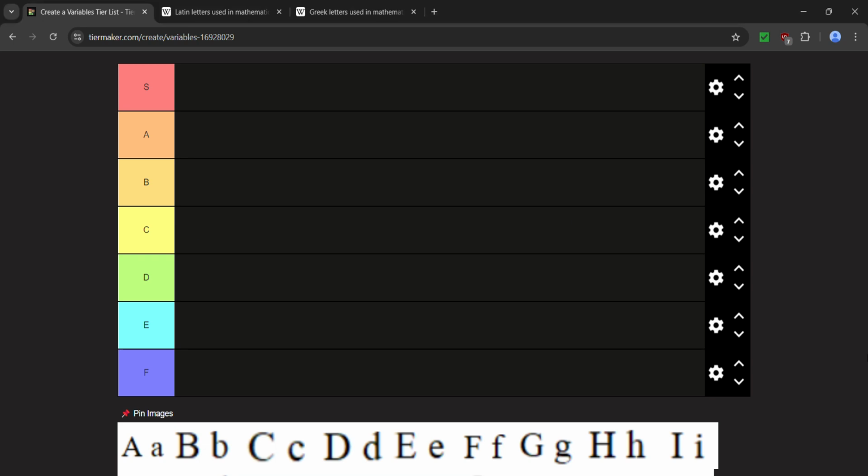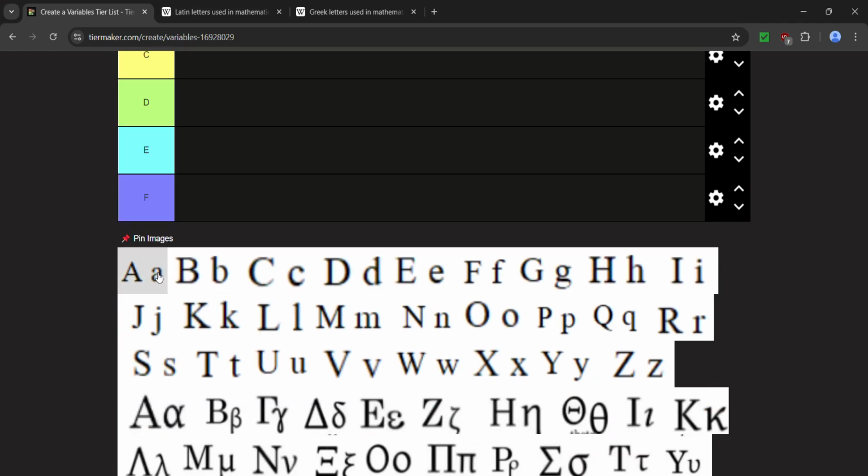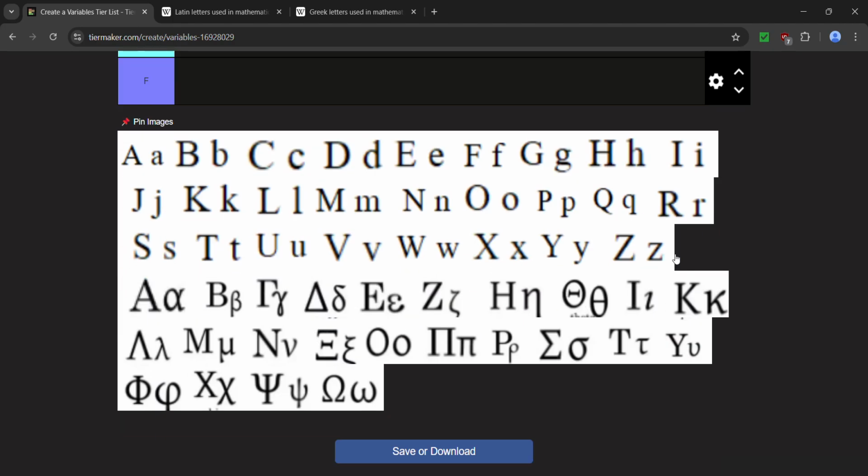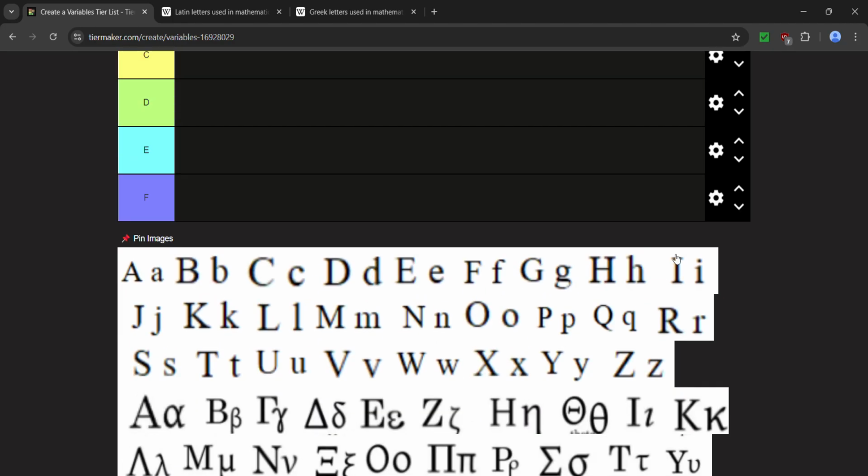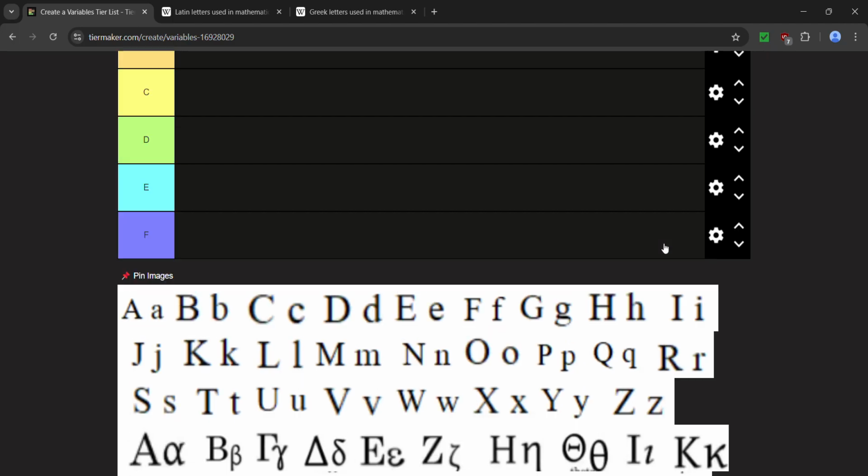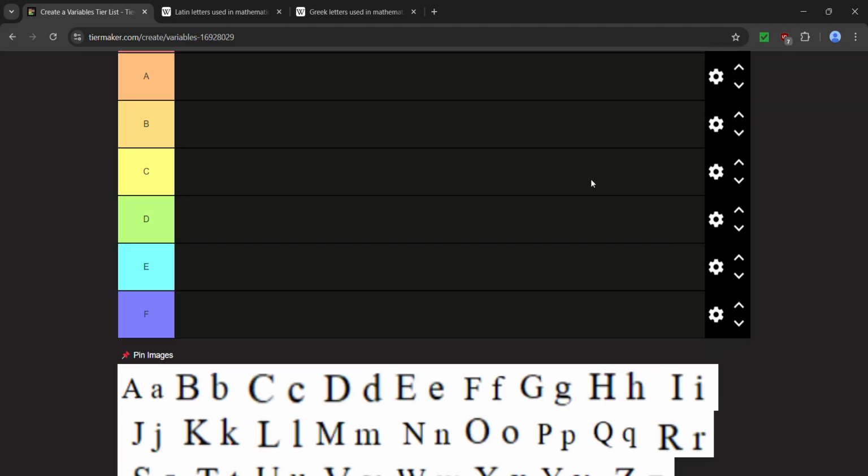This is the variables tier list. We got Latin variables, we got Greek variables, and it's not just variables. This also represents symbols and everything too. So let's get into it, right? What better place to start than with A, right?